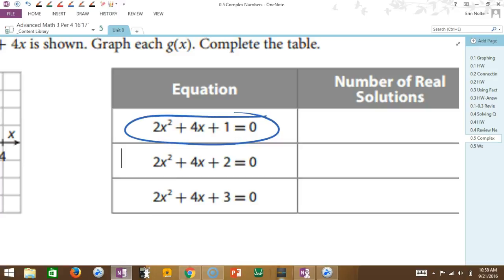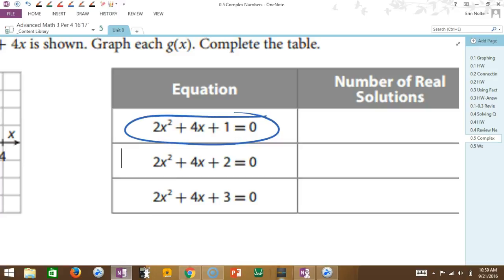Okay, so we got 2x squared plus 4x plus 1. Yay. Okay, so how many times did it cross the x-axis? Twice. And it happened to be exactly at some irrational number and another irrational number. So this one would not be solvable by factoring. You would have to use the quadratic formula or completing the square. It would have a radical involved.